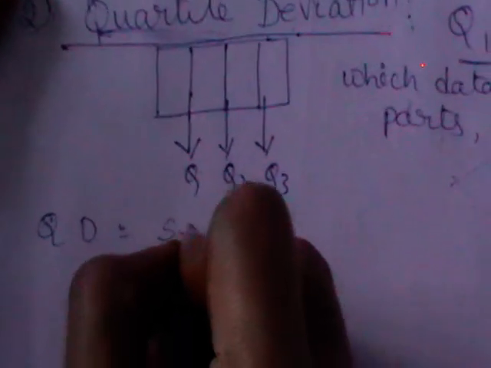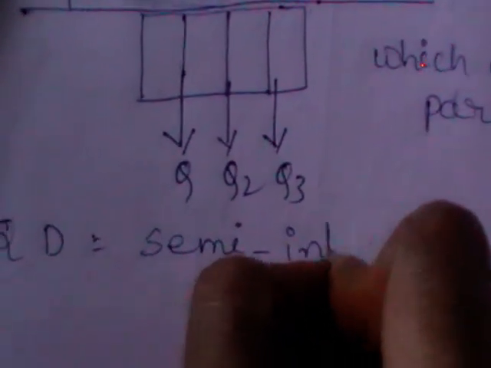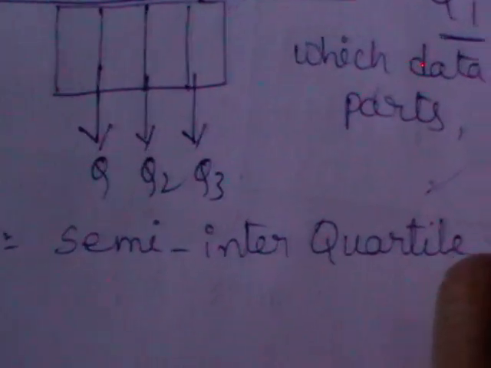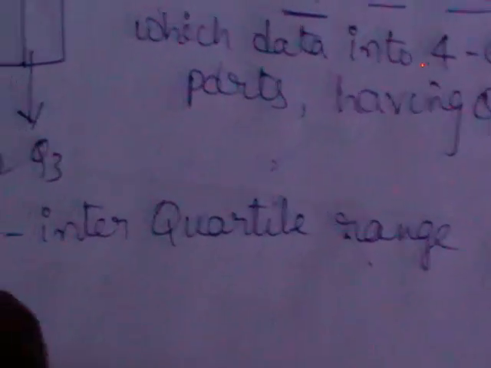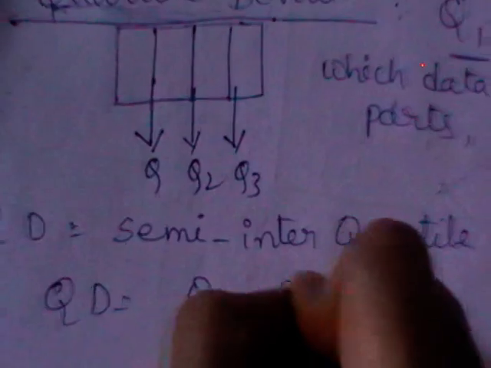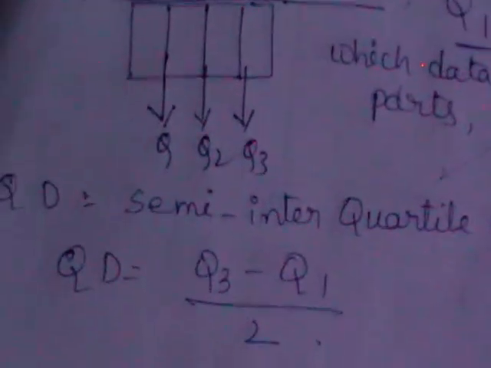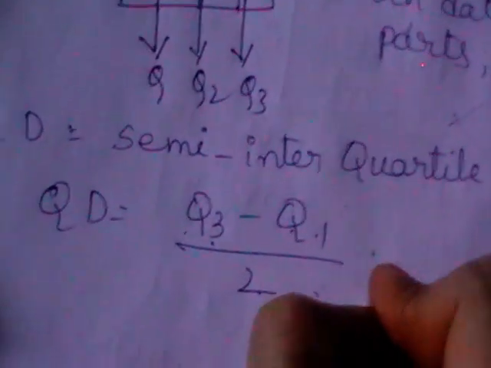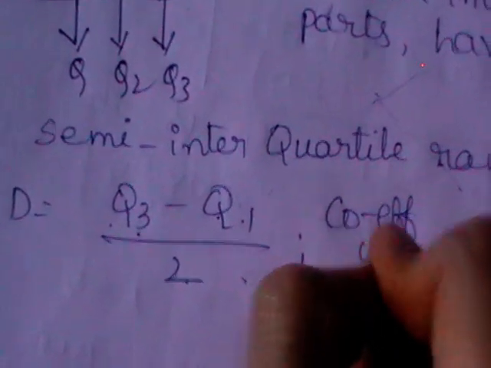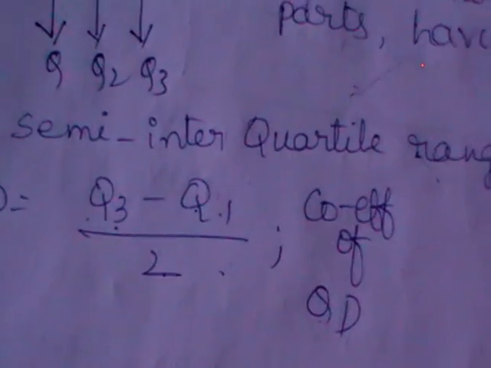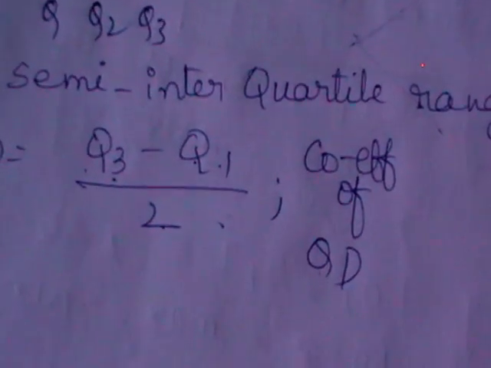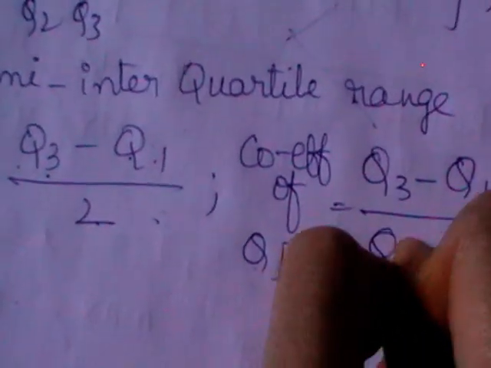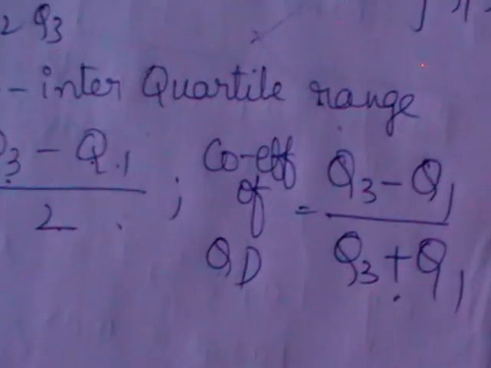The other name for this is nothing but semi-interquartile range. QD is equal to Q3 minus Q1 by 2, the difference of third quartile minus first quartile, divided by 2. And I asked you to write this also, the coefficient of QD. How did you define the coefficient of range? Range: max minus min by max plus min. Here also it is the same: Q3 minus Q1 by Q3 plus Q1.